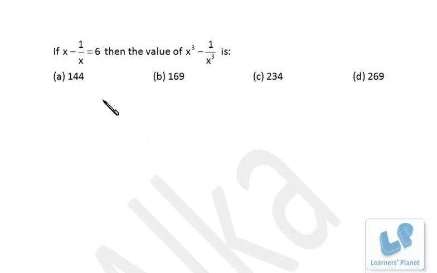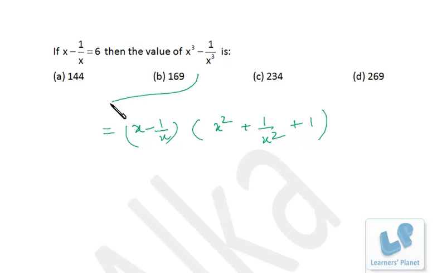Now this one. Here x minus 1 upon x is given and we have to find out the value of this. Now this is a cube minus b cube format. So that will be equal to a minus b into a square plus b square plus ab. That is this into this. So that's 1, right? a minus b, a square plus b square plus ab. Now you know the value of this, but you don't know the value of x square plus 1 upon x square. So that can be calculated from here.